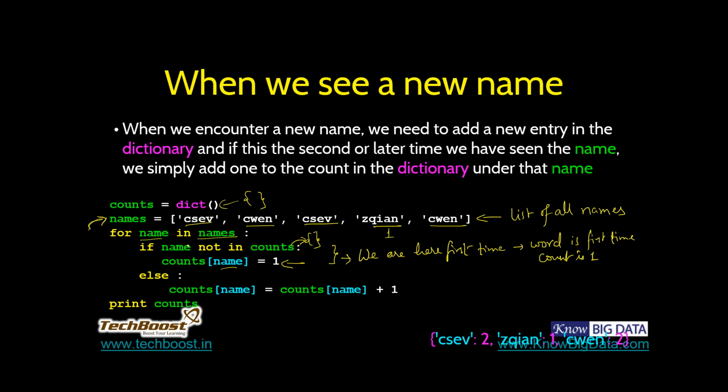Let's say the word has come again. For example, we identified the word as CSEV and we gave it a count of 1. Now we are seeing the word CSEV once again. It doesn't go to the if condition, it goes to the else, and what it does is, rather than giving it 1, because we already have the count of CSEV as 1, and the word is coming again, now we need to increment it. So we are incrementing the current count of the given name by 1. Very simple, isn't it?